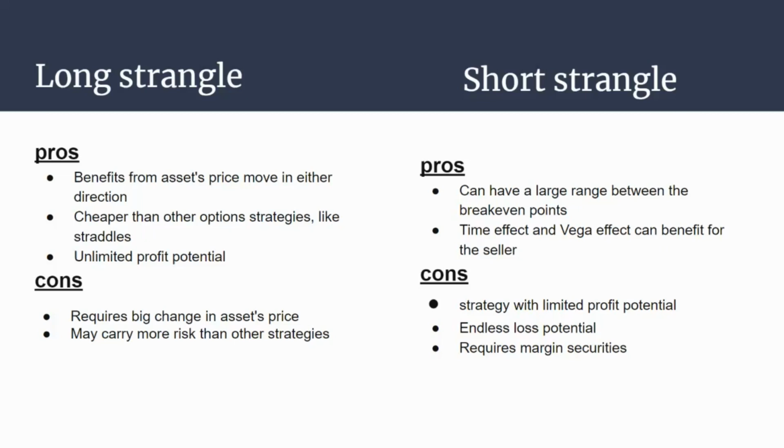Now, in a short strangle, the pros are that you can have a large range between break-even points. That means that it all depends on you. Where are you going to put those two options for sale? You can put them really, really far away from the strike price in each direction. And statistically, don't catch me exactly on the word, but it works. 80% of the time, it works. You're going to make a small profit, but in a very wide range.